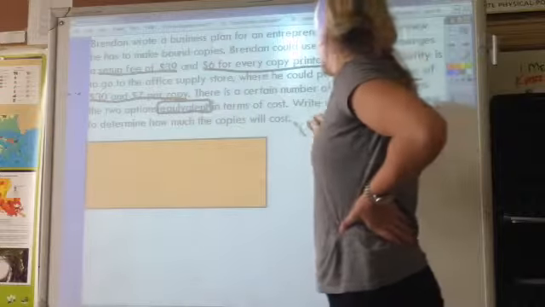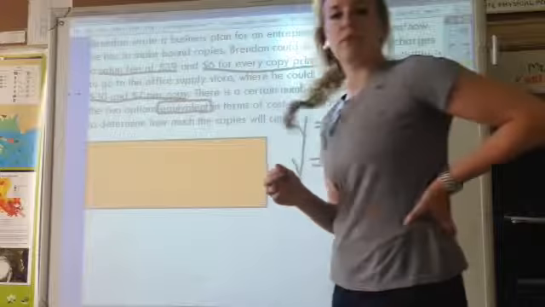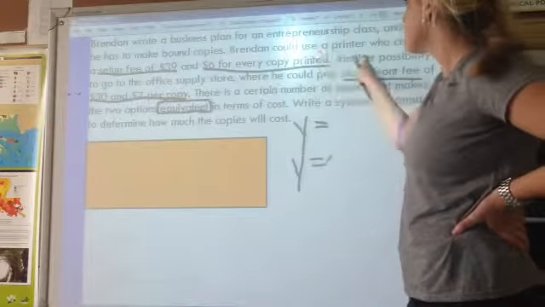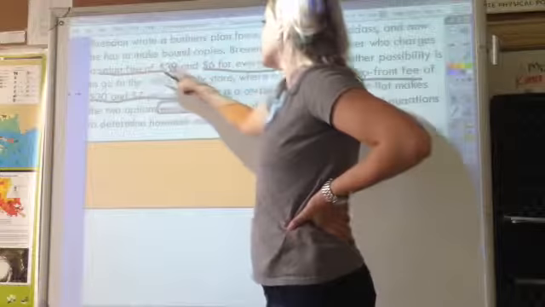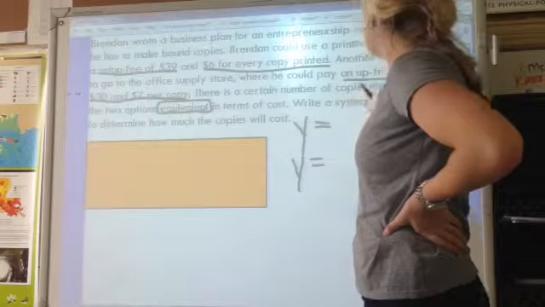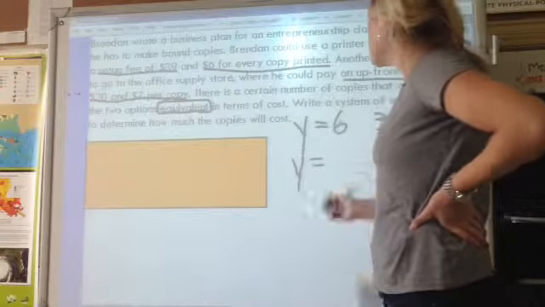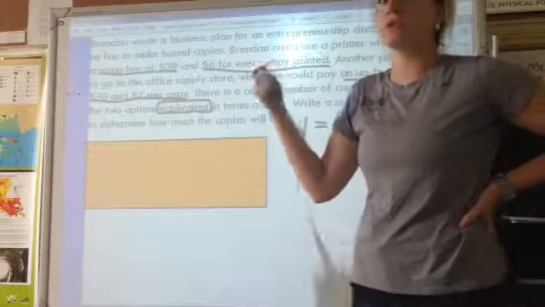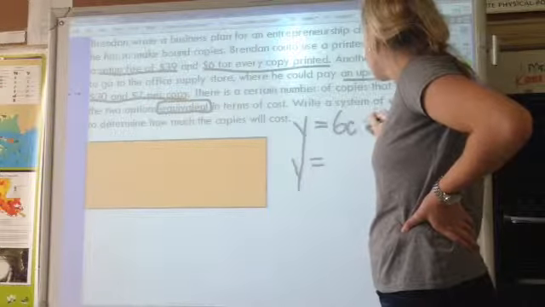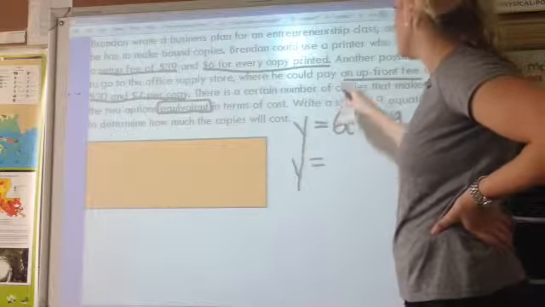All right. So again, we want to write it in the form y equals mx plus b. So I'm going to go ahead and write my y's. I'm looking for my starting point. Well, if I go back to my example, it says a setup fee of $39 and $6 for every copy printed. So since I don't know how many copies they're going to print, I can go ahead and accompany 6 with a C for copies. That'll be my first equation.